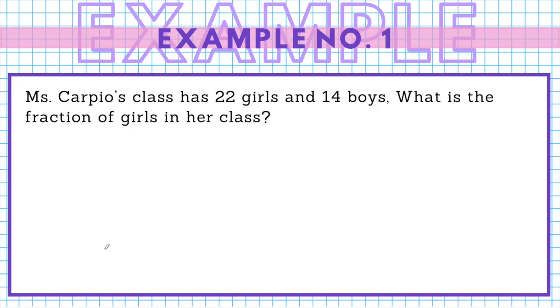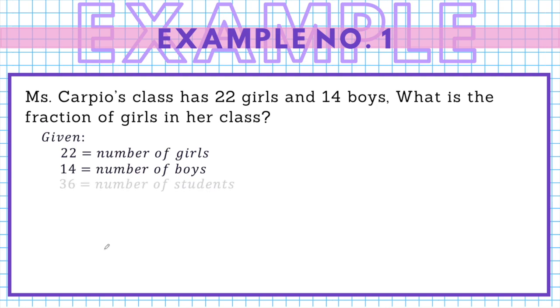For our first example, Miss Carpio's class has 22 girls and 14 boys. What is the fraction of girls in her class? So we are given 22, which is the number of girls, and 14 as the number of boys. This is not in the statement given, but if we add the total number of girls and boys in the class, we will have a total number of students of 36.